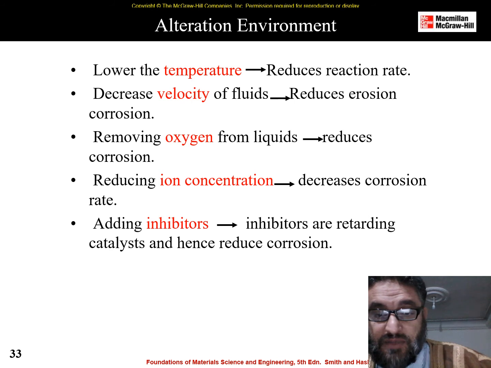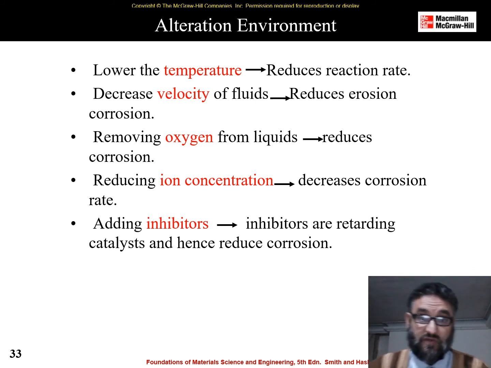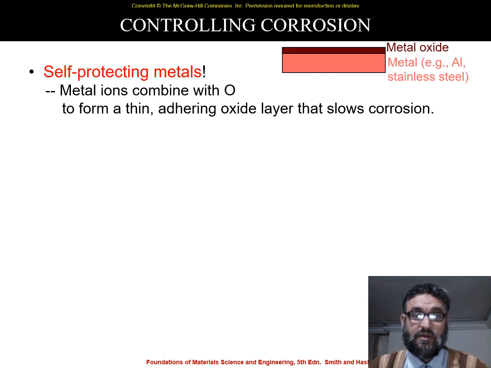The third measure for corrosion control is alteration of environment. For example, lower the temperature, reduce the reaction rate. Decrease velocity of fluids, reduce the erosion corrosion. Remove oxygen from liquids, reduce corrosion. Reducing ion concentration decreases corrosion. Adding inhibitors are retarding catalysts, and hence reduces the corrosion.